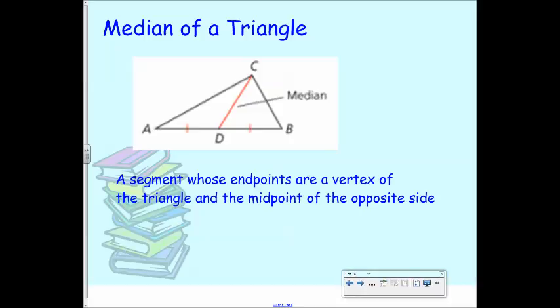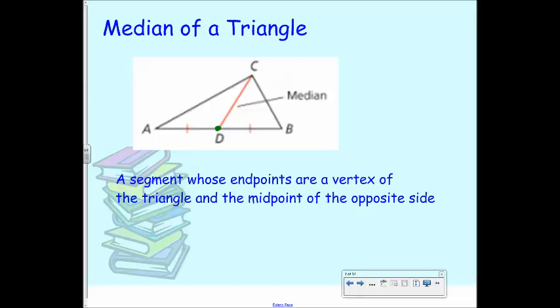Okay, so today we're going to talk about medians and centroids of a triangle. So the median of a triangle is a segment whose endpoints are a vertex and the midpoint of the opposite side. So this right here, D, is a midpoint. How do you know that? The two sides are congruent. We know that AD is congruent to DB, and you know that because of what? That little red dash, right? The little red dash tells you that they're congruent.